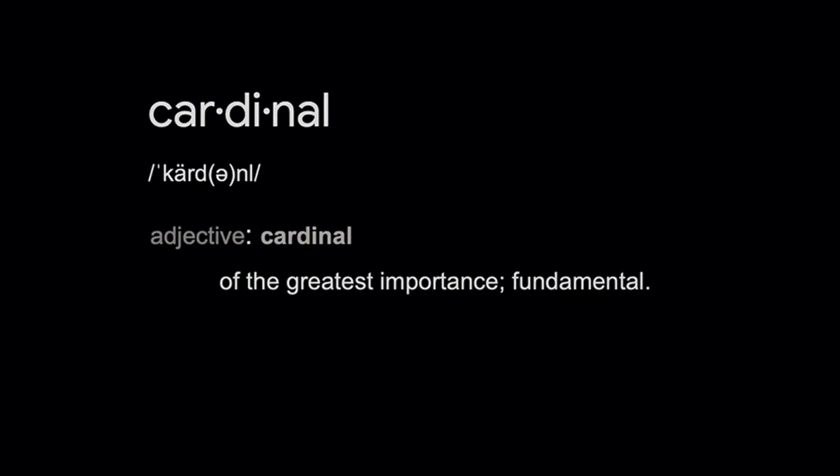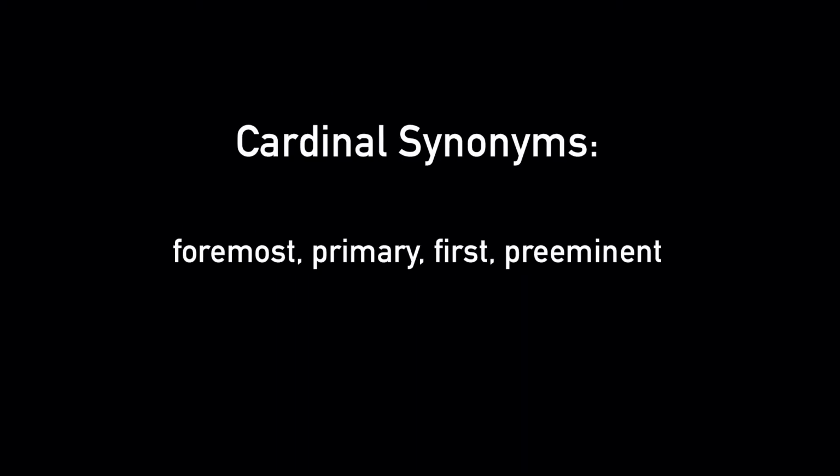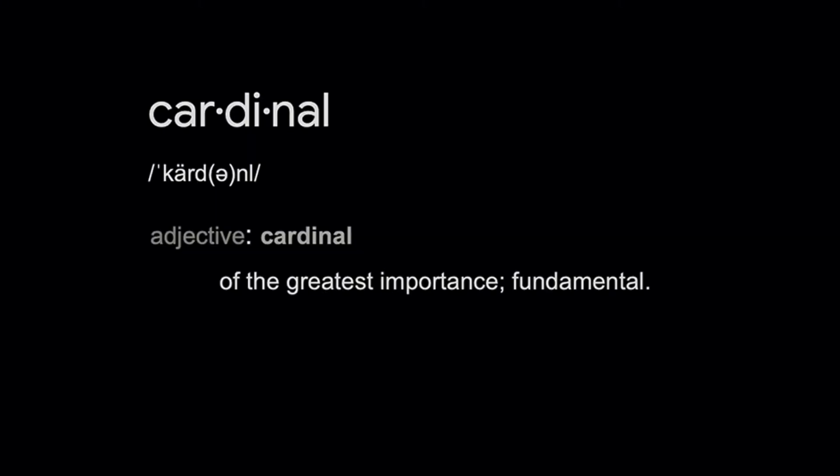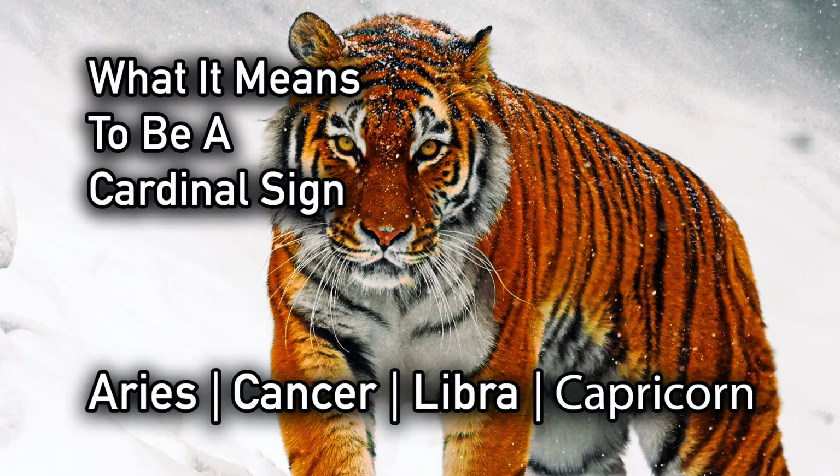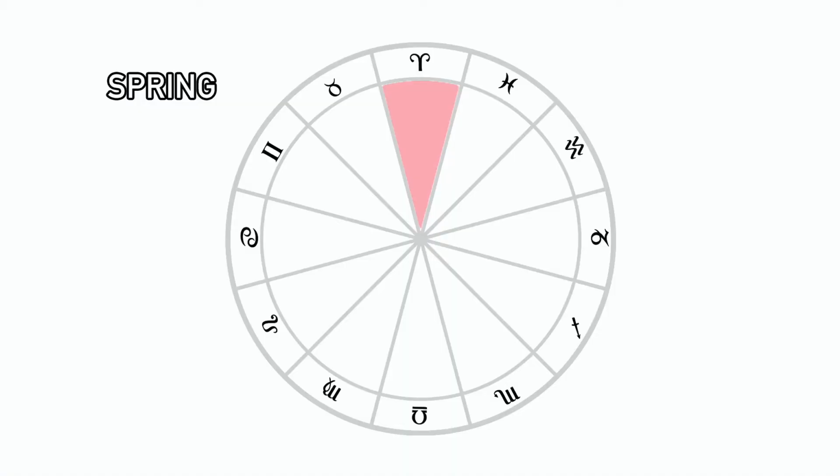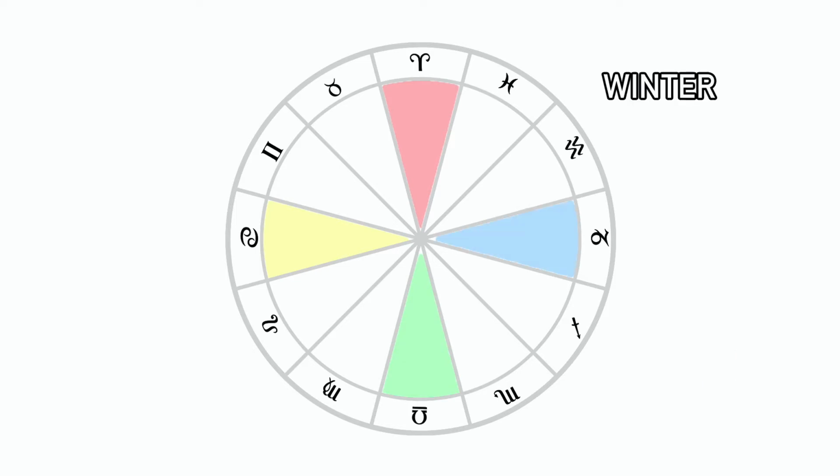The Oxford Dictionary defines the word cardinal as of the greatest importance, fundamental. Some synonyms are foremost, primary, first, and preeminent. This definition offers a really good description of the cardinal energy in astrology, because cardinal signs are those that start off their respective seasons. Aries begins spring in the northern hemisphere, Cancer begins summer, Libra begins autumn, and Capricorn begins winter.